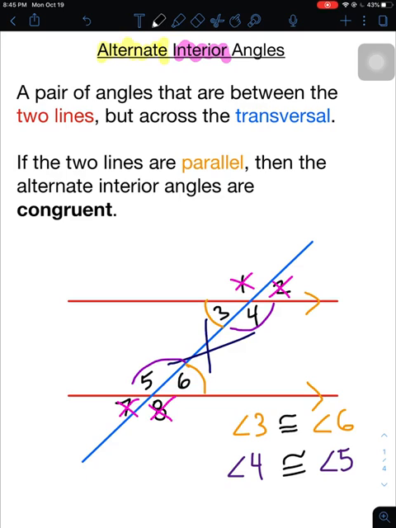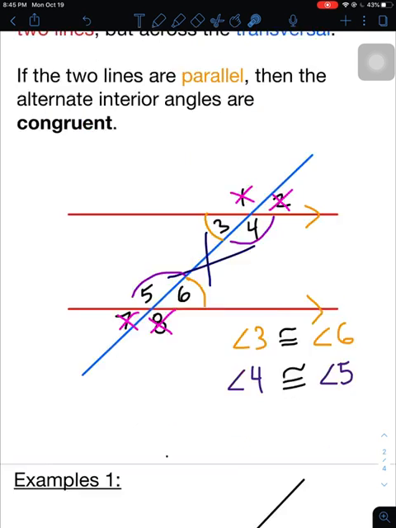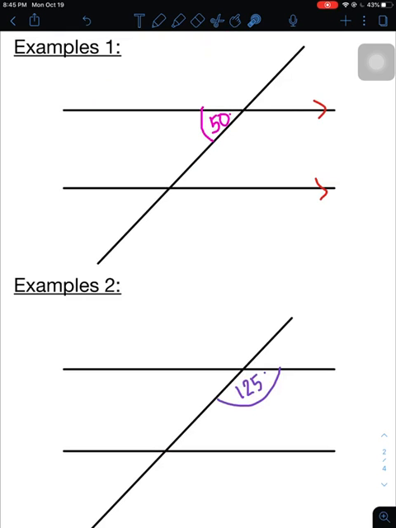I know it seems like a lot, so let's pause and reflect a little on what we just said. So first, interior angles, that means the angles in between the two lines. Alternate means across, so 3 and 6, 4 and 5, across. And since these two red lines are parallel, those alternate interior angles are congruent. So angle 3 is congruent to 6, angle 4 is congruent to 5. So at this point, you can pause the video, take some notes before I move on to my first example.